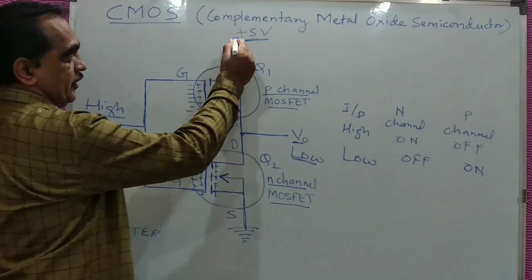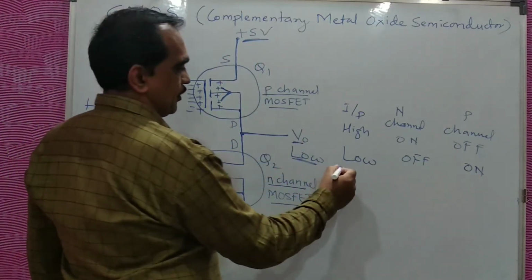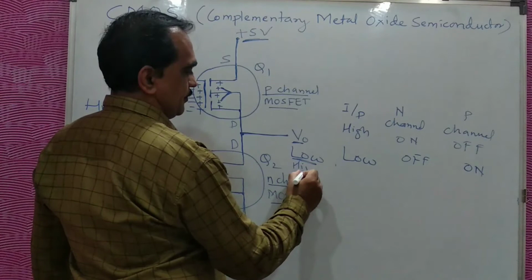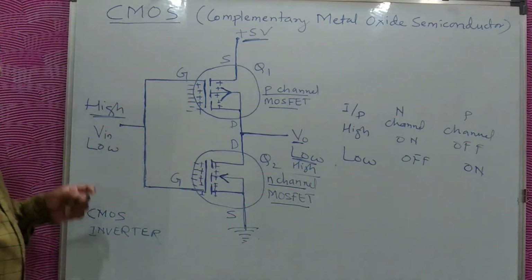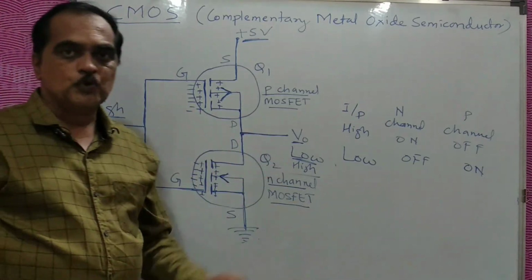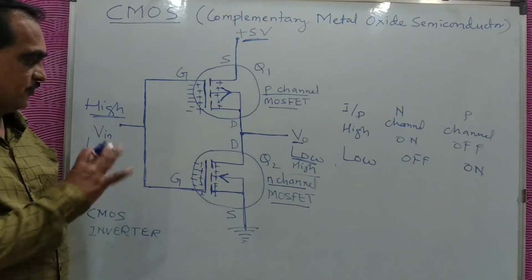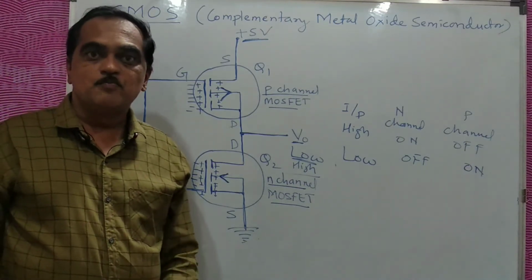When Q1 is on, the source of plus 5 volt is connected to the output. Output becomes high. That means when the input is low, the output is high. When the input is high, the output is low. This is an inverting action. So this kind of circuit can work as a CMOS inverter.